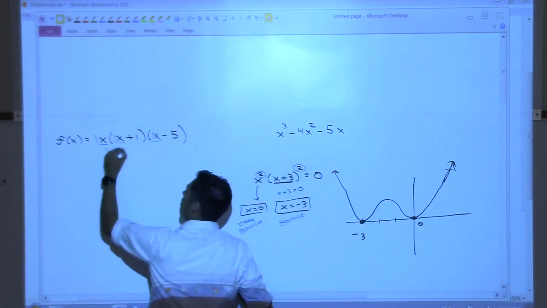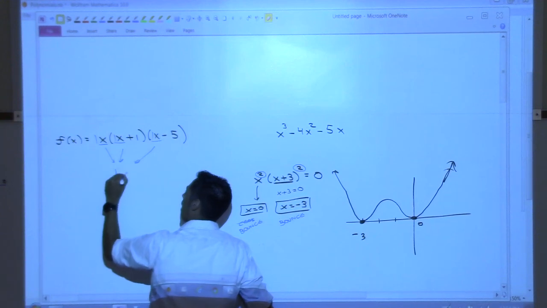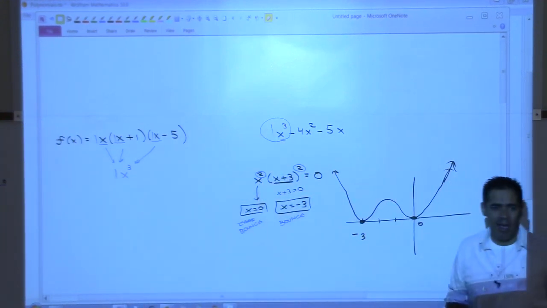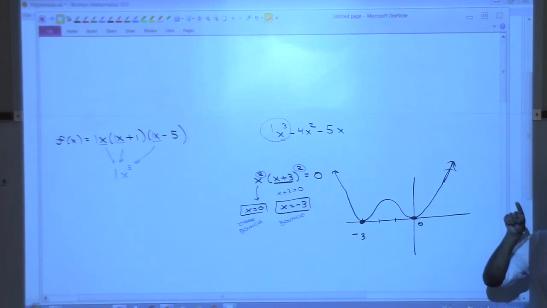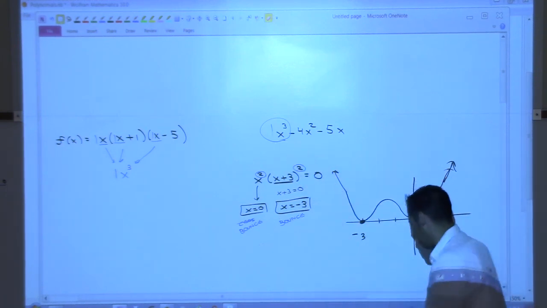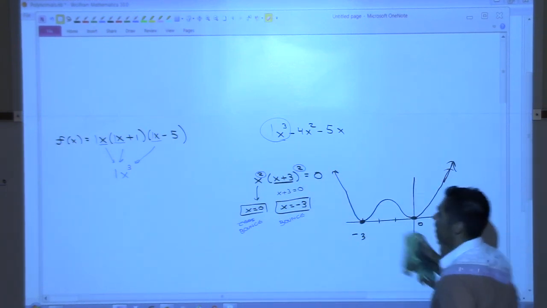If you multiply this, this, and this together, you get 1x cubed. And isn't that the same as this? So you don't actually have to multiply them out. If you just pull your x's and multiply them all together, it gives you that first term. Does that make sense? So let me start off with another example, and you'll see what I'm getting at here, hopefully.